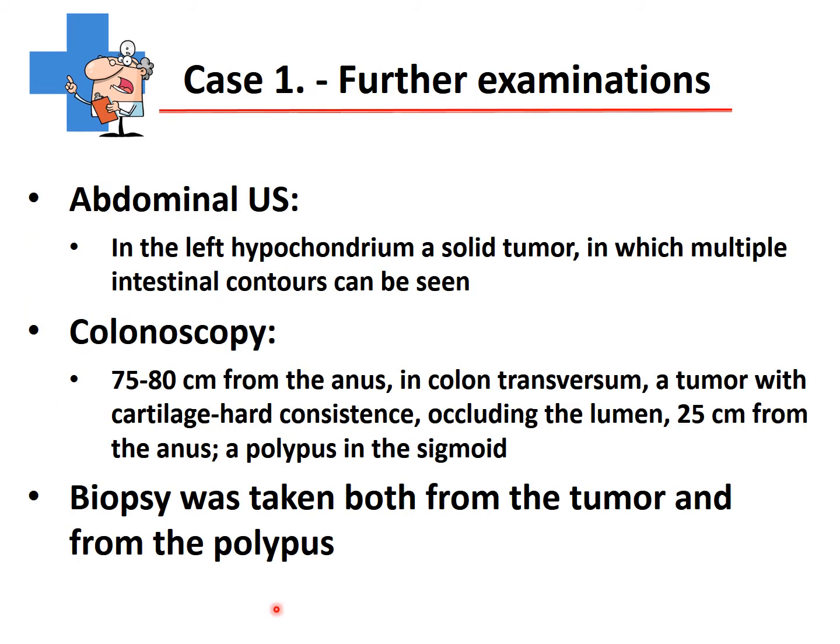Now they did the ultrasound first, of course, because that's the cheapest one, and they found a little solid tumor in the left hypochondrium, where multiple intestinal contours can be seen as well. Colonoscopy showed that this patient had a tumor in the transverse colon with a cartilage-hard consistence, and a little polyp about 25 centimeters from the anus. Biopsy was taken and the tumor was diagnosed.